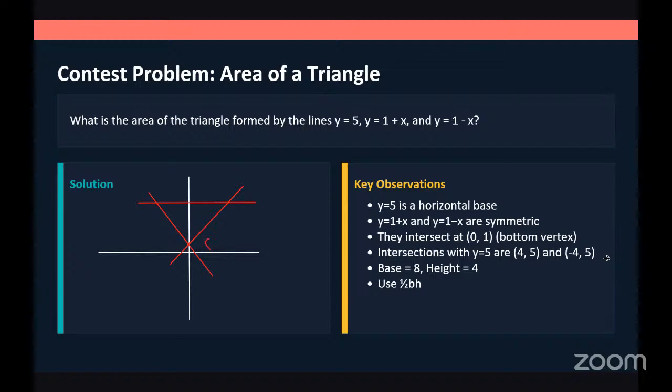So here, we already know this would be (0, 1). And then up here would be (4, 5). And on the other side, it would be (-4, 5). There we go. So those are the points we see. And then from there, you just have to calculate the length. So here to here, 4 and then 4 from the middle. So that would be 8.